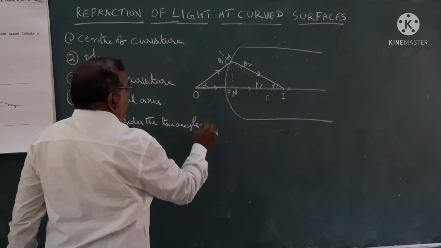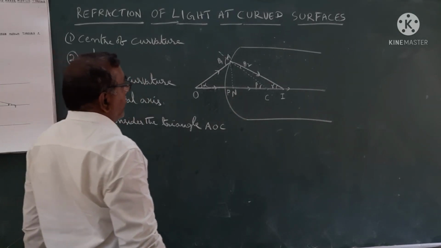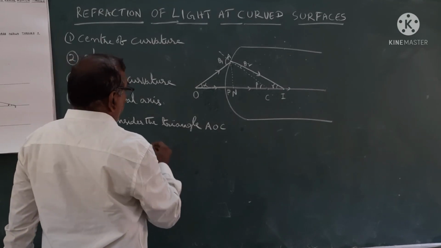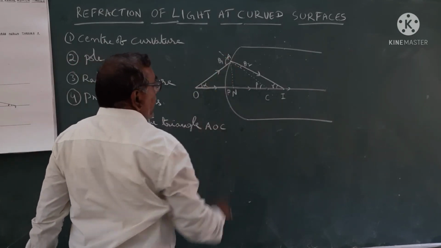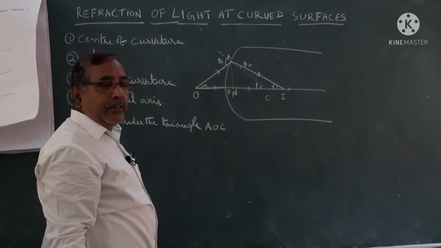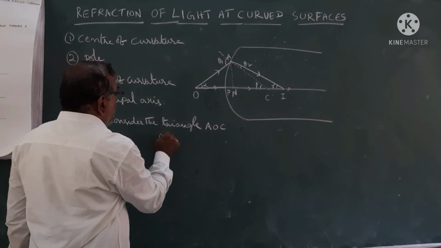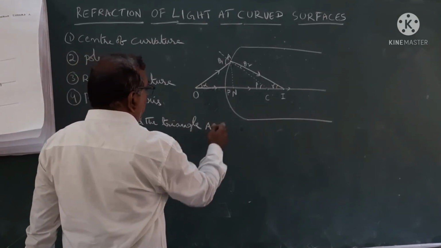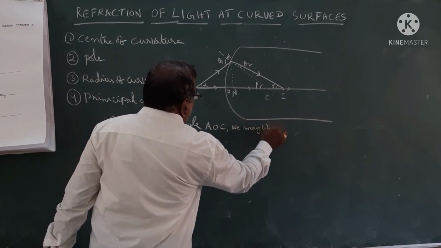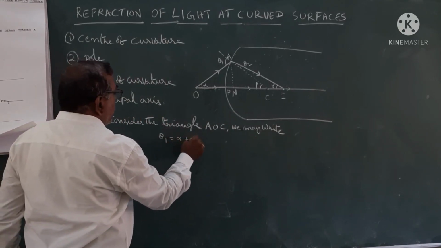Triangle AOC. Here theta 1 is the exterior angle. The exterior angle is the sum of the internal opposite angles, according to mathematical applications. So, considering the triangle AOC, we may write theta 1 is equal to alpha plus beta.